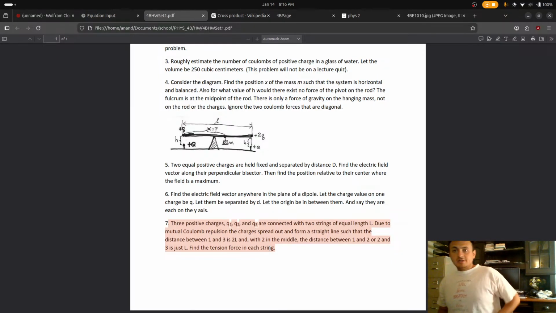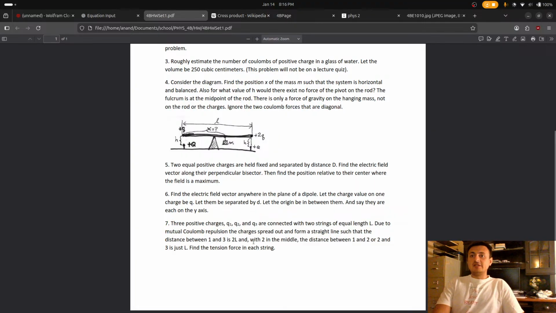All right. Three positive charges, Q1, Q2, and Q3, are connected by two strings of equal length L. Due to mutual Coulomb repulsion, the charges spread out and form a straight line such that the distance between 1 and 3 is 2L, and with 2 in the middle. Okay, yeah, all right. Find the tension force in each string.